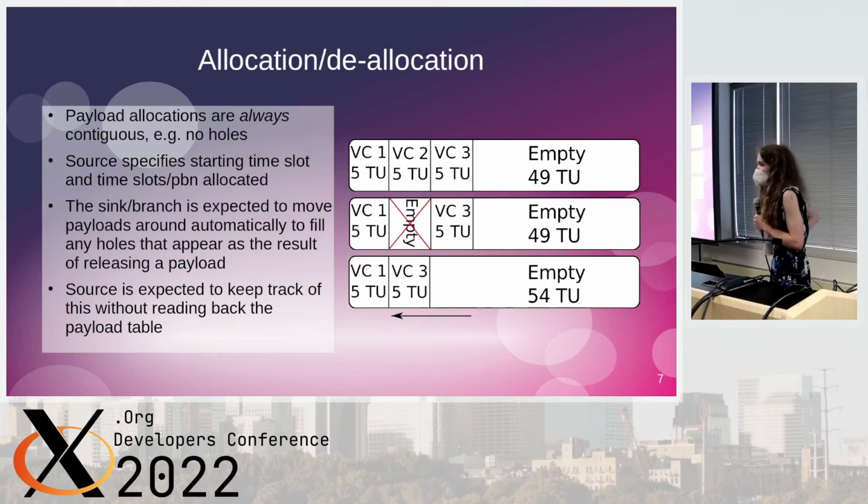shift all of the payloads over to the left side. This is something that the driver actually has to keep track of. We don't get any notifications about this, but it's generally pretty easy. And that's the most important thing, we're always expected not to have to read back the payload table. There might be exceptions if we were to handle specific errors where we might want to resynchronize with whatever the current bandwidth allocations are, but for the most part, we're expected to keep track of this ourselves.